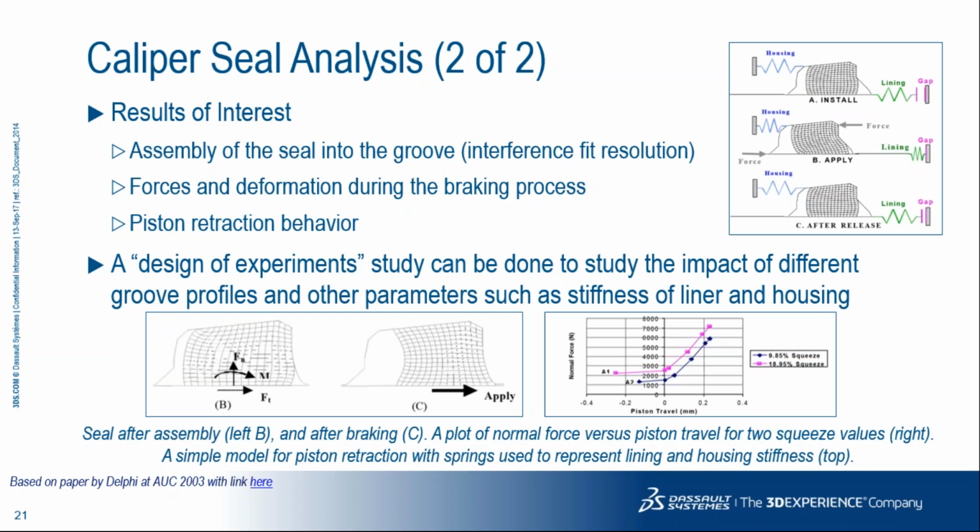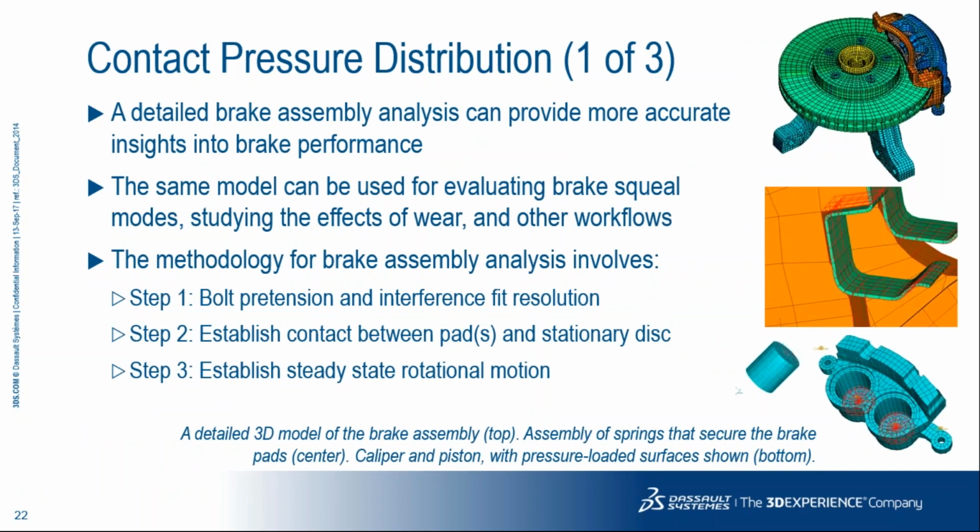Coming to the next slide, this is the contact pressure distribution between the pads and the disc, which is key to understanding the brake performance, and also to analyses such as thermomechanical analysis, which includes the friction that induces heat, as well as brake squeal and wear. The advantage of using Abaqus here is that the same detailed brake assembly models can be used for multiple requirements. The methodology for brake assembly analysis involves, in the first step, bolt pre-tension and interference fit resolution. In the second step, establishment of contact between the pads and the stationary disc. In step 3, establishing steady state rotation and rotational motion.